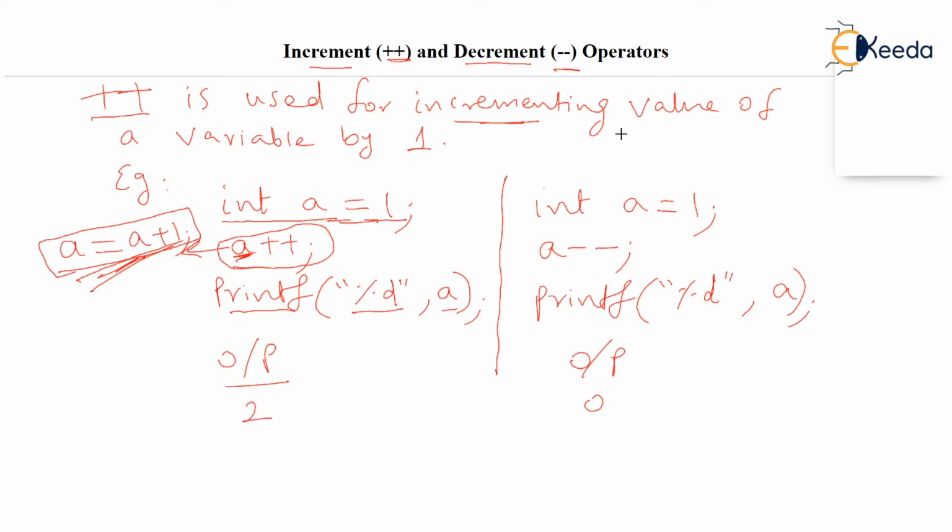Let's see, suppose a is an integer variable and its value is 1, and we do a minus minus or minus minus a. Whether minus minus is written after a or before a, it makes no difference in this situation. In this program or in this expression, it makes no difference. So a minus minus actually means a is a minus 1. A should become a minus 1. So it is the decrement operator. Obviously, as a was 1, a will become 0 after this expression, and this printf is going to print the output as 0.